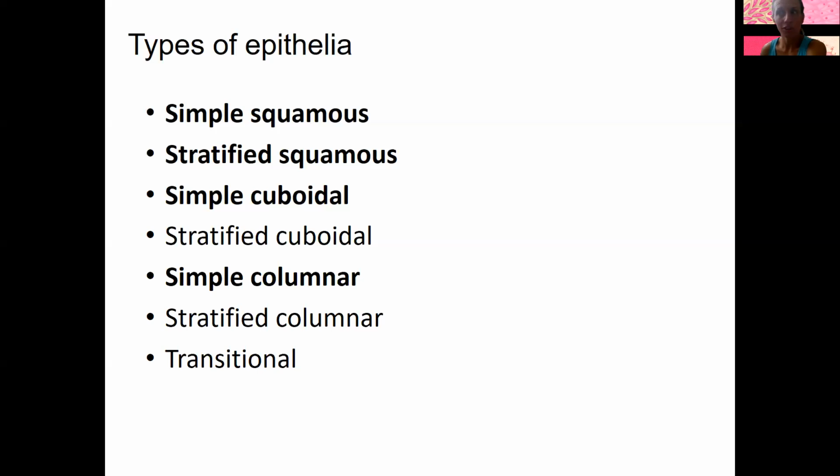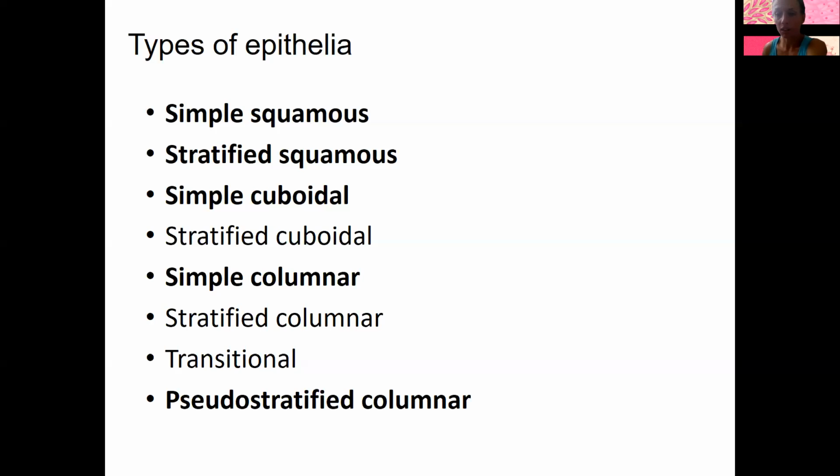Transitional is one of those that does not fall into those basic categories. This is the bladder. It's stretchy. I'm actually not going to talk about it a lot. It looks a lot like stratified squamous, but it stretches. The bladder needs to stretch. Pretty useful thing. Lastly, we've got pseudostratified columnar. This is the respiratory passageway, trachea, for example. This is going to be that ciliated stuff that looks like it's stratified, but it's actually pseudostratified, so actually a single layer.